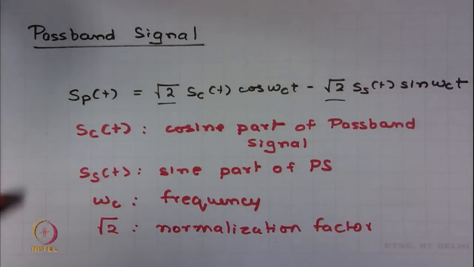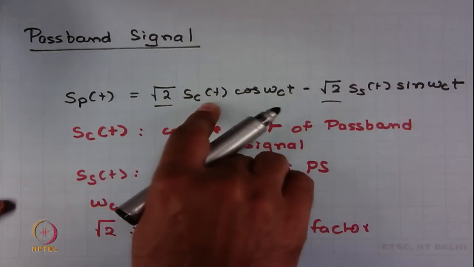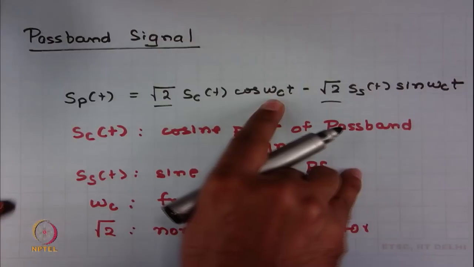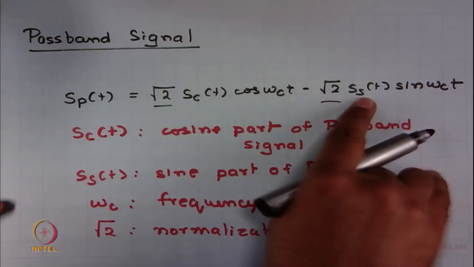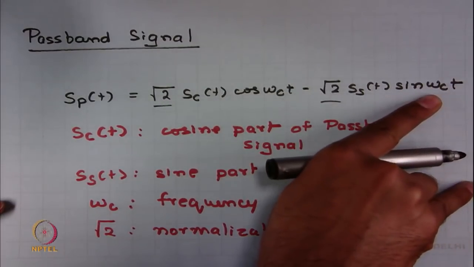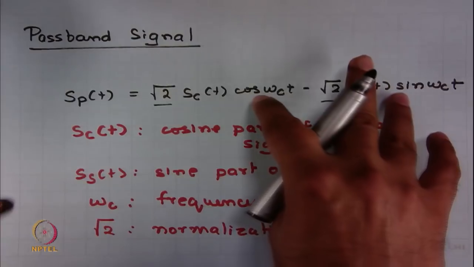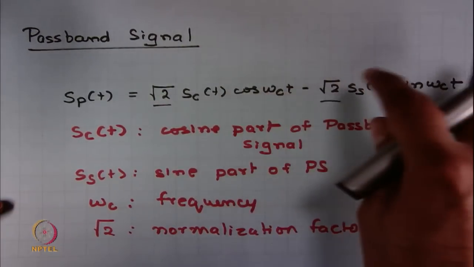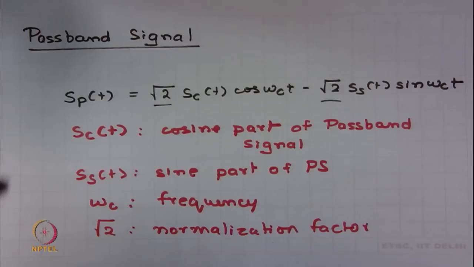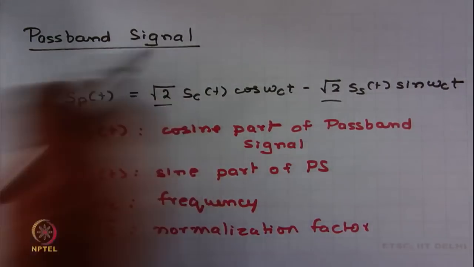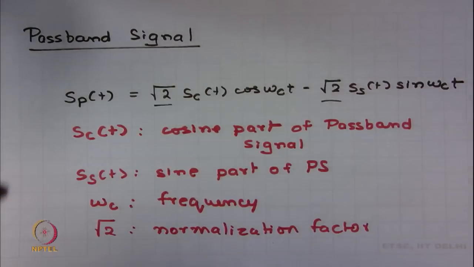So, this is typically how a passband signal will look. It would have a cosine part and a sine part, and the cosine part is multiplied by cos omega_c t, and the sine part is multiplied by sin omega_c t. We will see later on why we have these two cos and sine parts. In this lecture, the focus would be on understanding the relationship that exists between the passband signal and its equivalent baseband signal. This is the focus, and we will try to keep that focus.